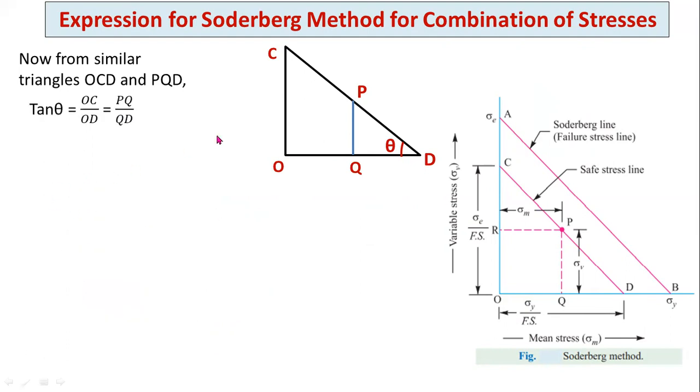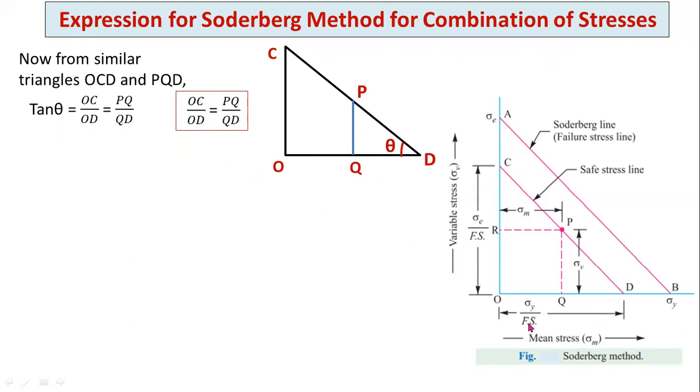From similar triangles, tan theta equals opposite side by adjacent side. For triangle OCD, the opposite side is OC and the adjacent side is OD. For the small triangle, the opposite side is PQ and the adjacent side is QD. So tan theta equals OC by OD equals PQ by QD. Then you have to substitute the values of OC, OD, PQ and QD, which are obtained from this graph.